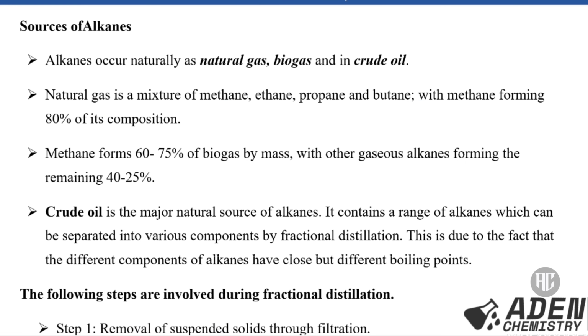Remember we said the suffix for alkanes is "ane". If you check all these names, methane, ethane, propane, and butane, all of them end with "ane". And remember, we have seen the prefixes and what number of carbon atoms they stand for. We said meth stands for 1 carbon atom, eth stands for 2 carbon atoms, prop stands for 3 carbon atoms, and but stands for 4 carbon atoms. So that means these are the first 4 members of the alkane series.